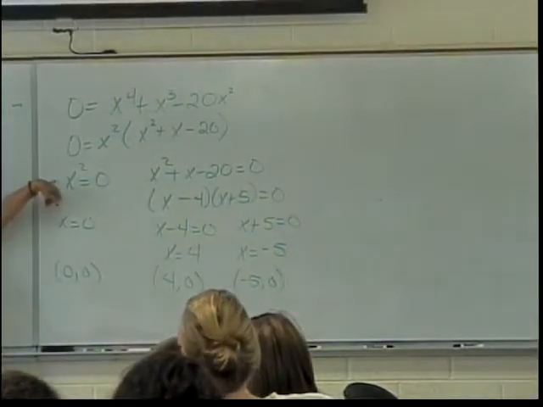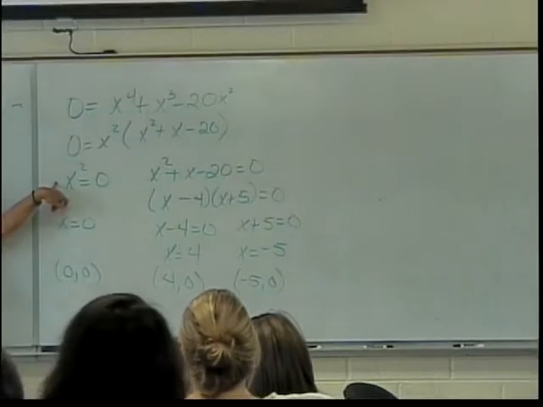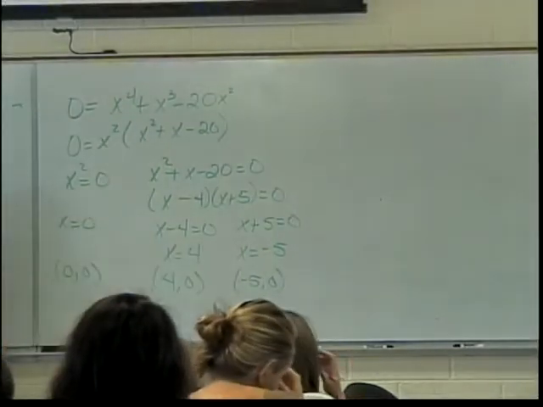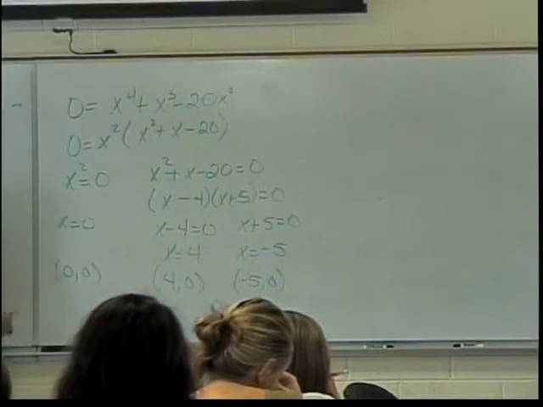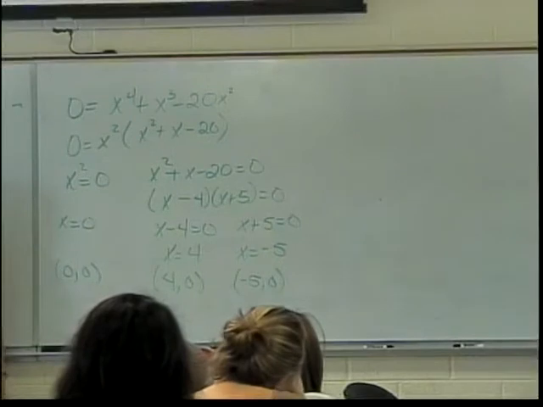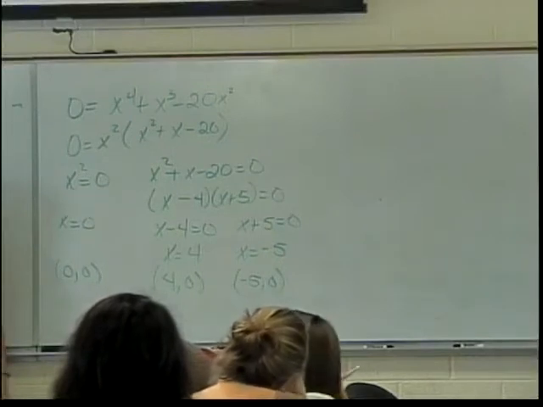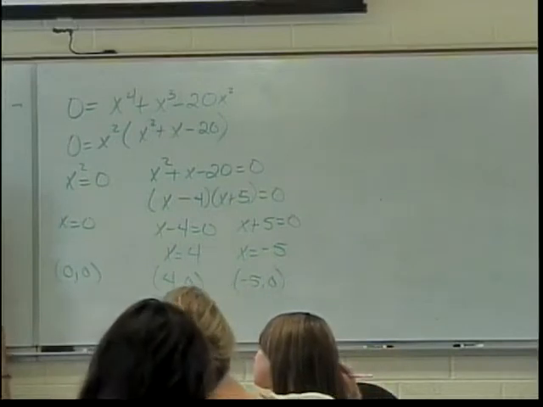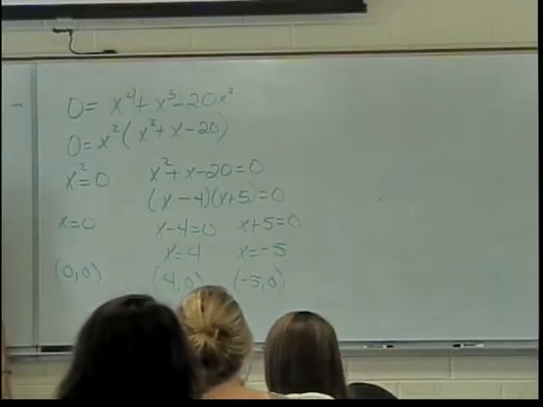Now, this one's kind of weird. When I'm writing the zeros of this polynomial, it has 3 different zeros. But what do you know about fourth-degree polynomials? Almost everybody knows this: it should have 4 zeros. Where's the other one? It's the x squared.